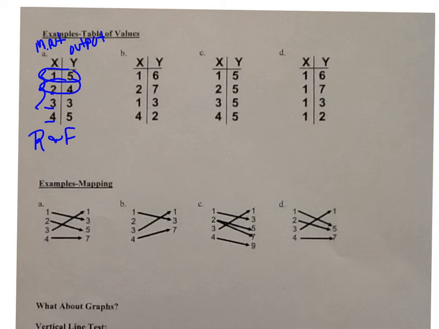All right, look at B. I have 1, 6, 2, 7, 1, 3. I have my x's repeat. This is just a relation. It is not a function. Take a look at C. 1, 5, 2, 5, 3, 5, 4, 5. This is a relation and a function. Look at D. Look at all my x values. They're all the same. This is not a function. This is just a relation.